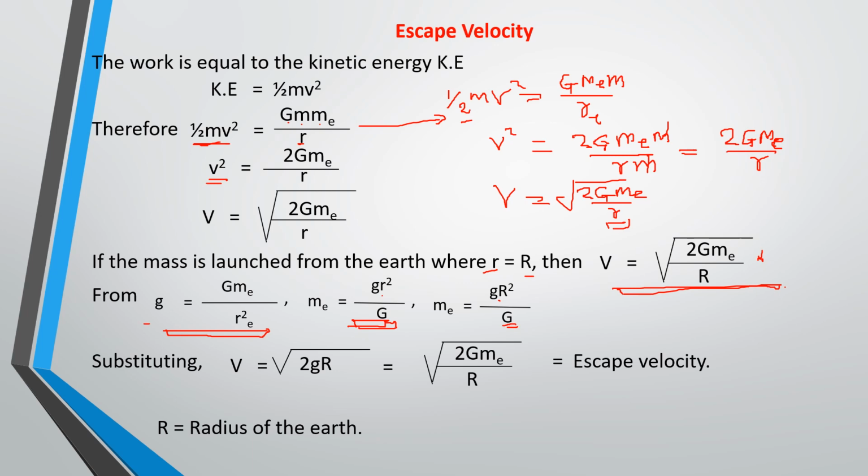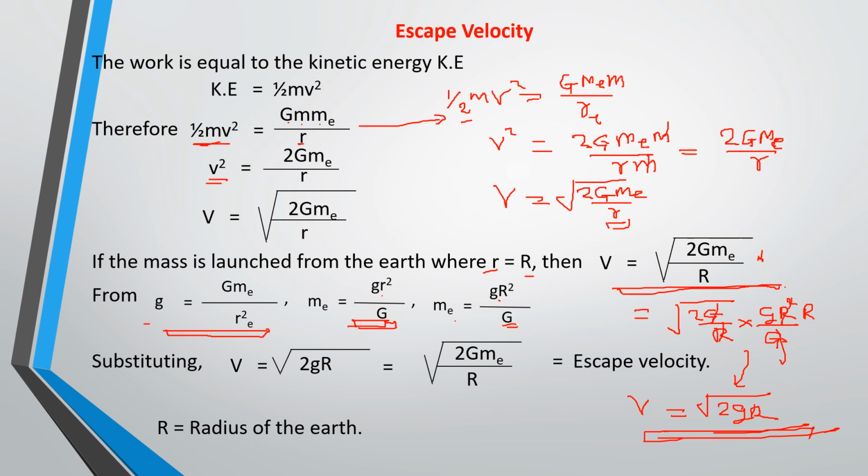So if we do that substitution, you have that v is equal to the square root of 2g over capital R, multiplied by g capital R squared all over capital G. So the terms cancel out, one of these R's will cancel this, so you have one R there. Overall, at the end of the day, you have that v is equal to the square root of 2gR.